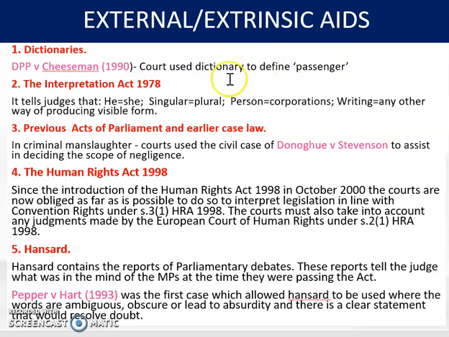So dictionaries can be really useful, and they're going to be most useful for judges who want to use the literal rule, because obviously the literal rule is looking at the plain, ordinary meaning of a word.